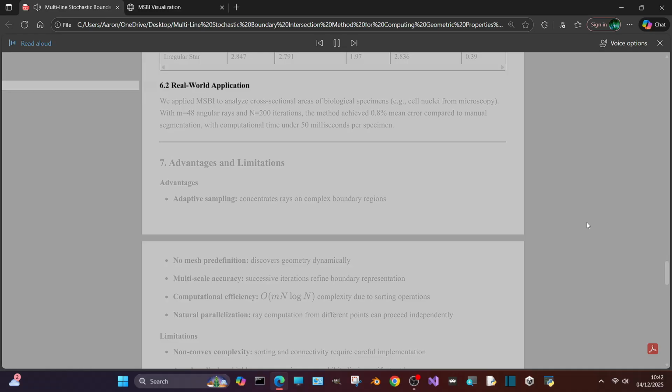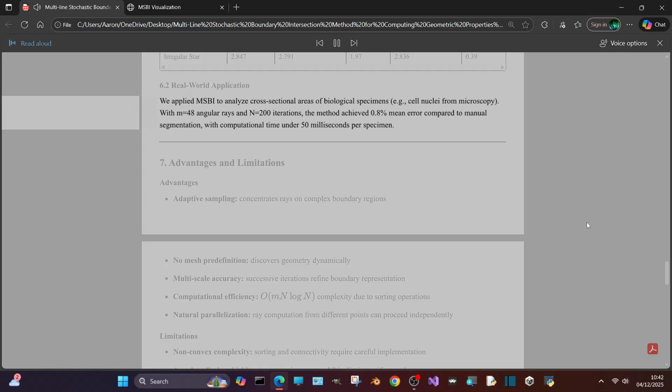6.2 Real-world application. We applied MSBI to analyze cross-sectional areas of biological specimens, e.g., cell nuclei from microscopy. With M equals 48 angular rays and N equals 200 iterations, the method achieved 0.8% mean error compared to manual segmentation, with computational time under 50 milliseconds per specimen.